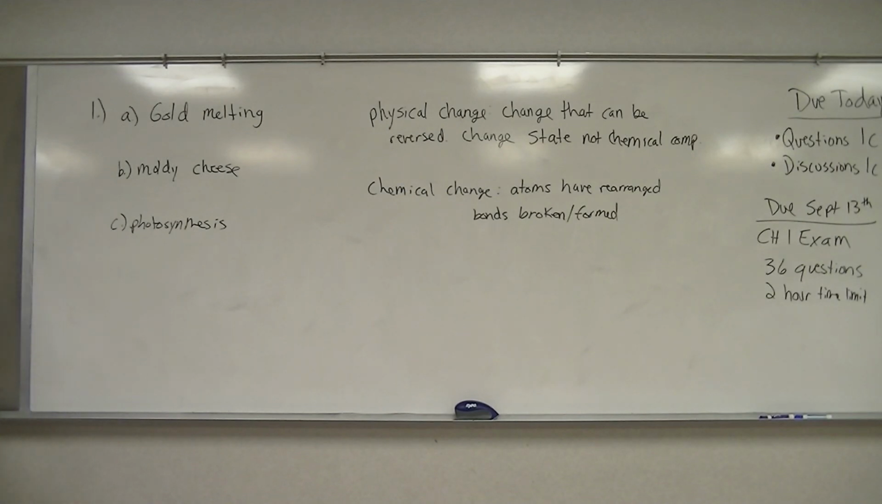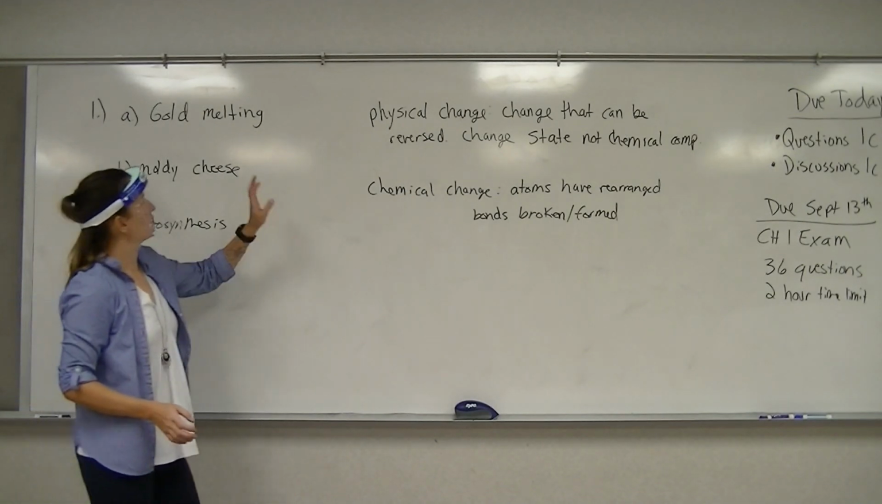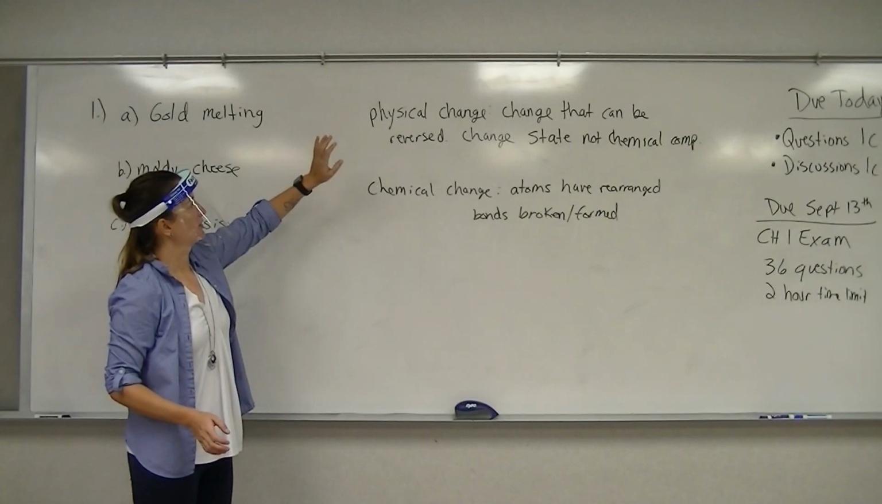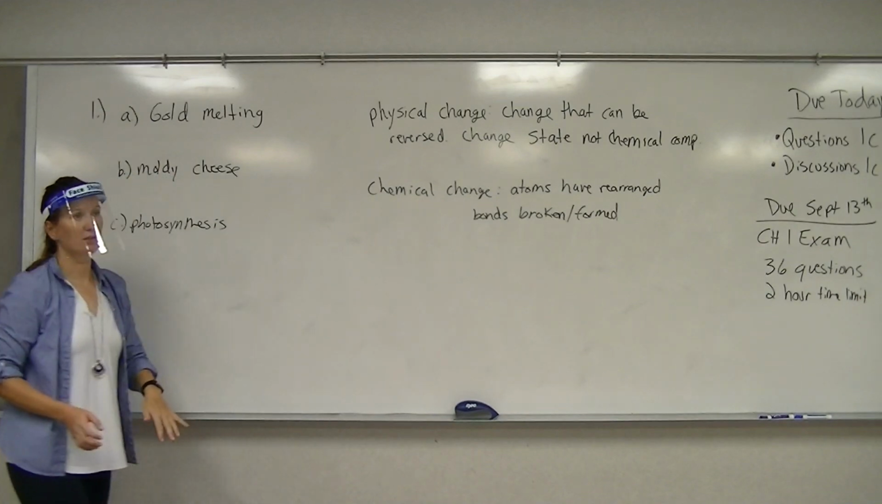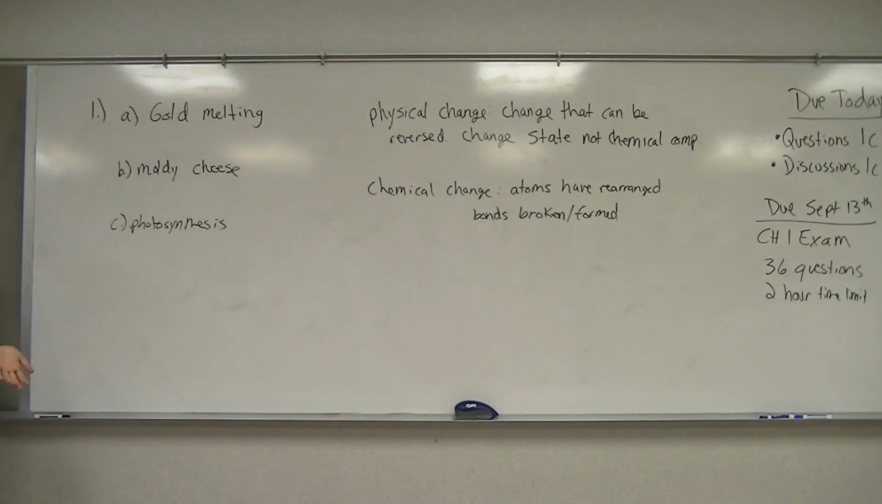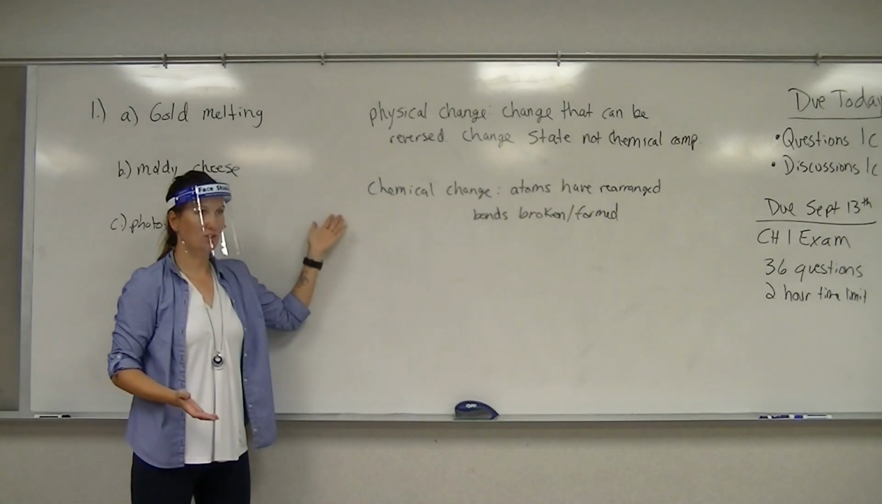All right, so gold melting. If gold is melting, is it changing the chemical composition of gold? Once it melts, is it still gold? It's still gold. Okay, so it's not going to be a chemical change.